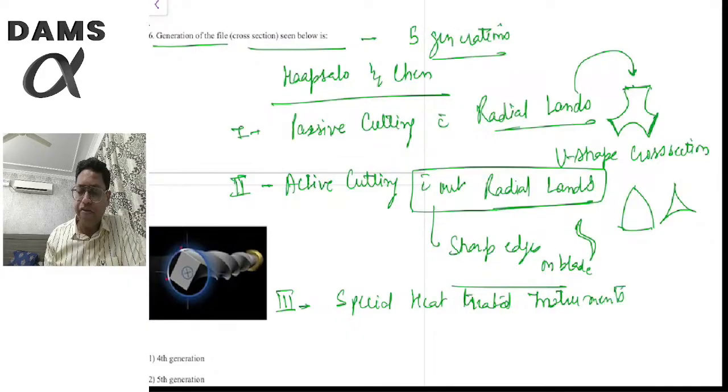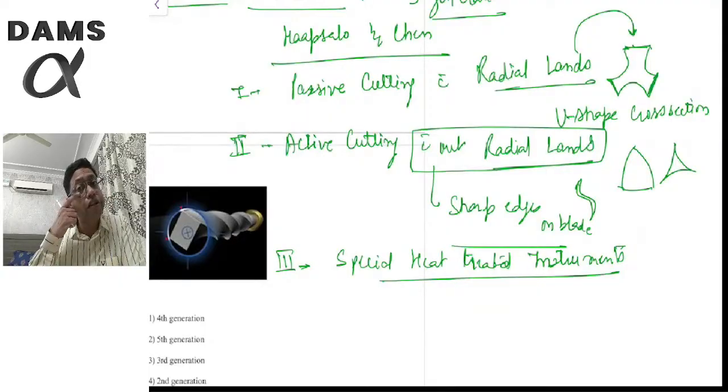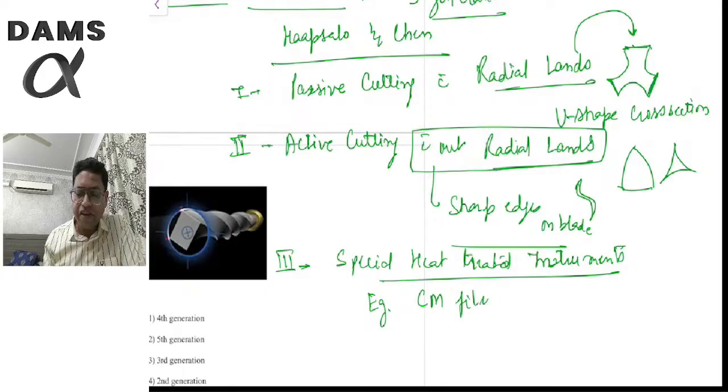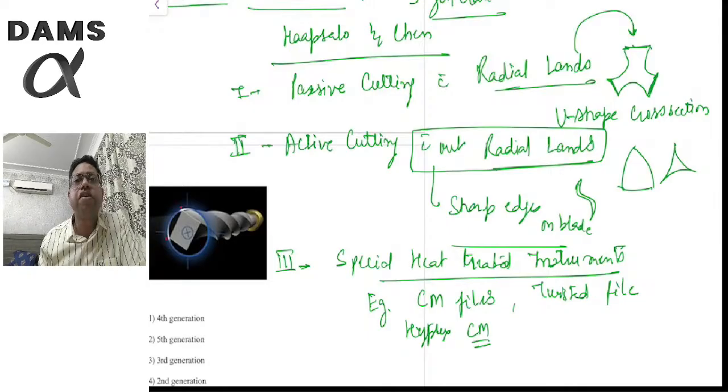They are also nickel titanium instruments, but special heat treatment is given to them. This special heat treatment enhances properties like cutting efficiency as well as their fracture resistance. Special heat treated instruments. Some important examples we can remember are CM files, high flex CM files, or twisted file. CM stands for controlled memory. So they require a special heat treatment.